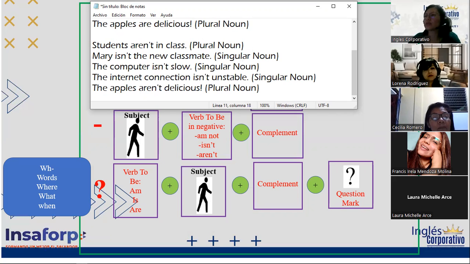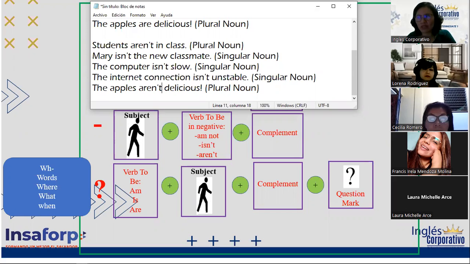Okay, so tenemos students aren't in class because, for example, because it's 7:30 p.m. So students aren't in class right now. Y están en su casa ahorita, pues cenando probablemente, qué sé yo. Mary isn't a new classmate. It's Julie, ¿verdad? Julie is a new classmate, not Mary. The computer isn't slow. Hey, no, no. Mi computadora es súper rápida, don't worry, my computer isn't slow.